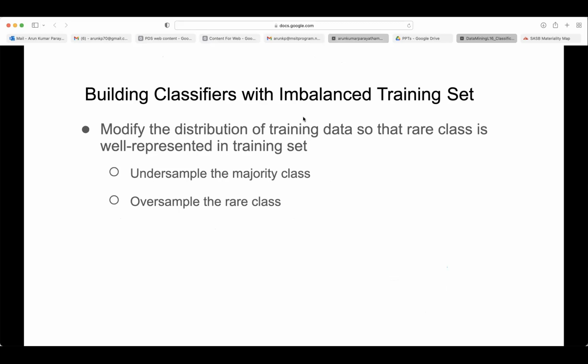Modify the building of classifiers with an imbalanced training set. Modify the distribution of training data so that the rare class is well represented in the training set. Undersample the majority class, oversample the rare class. What does it mean? When you are building classifiers with an imbalanced training set, these are the suggestions. You need to modify the distribution of training data so that the rare class is well represented in the training set. For that, you need to undersample the majority class and oversample the rare class. What does it mean?